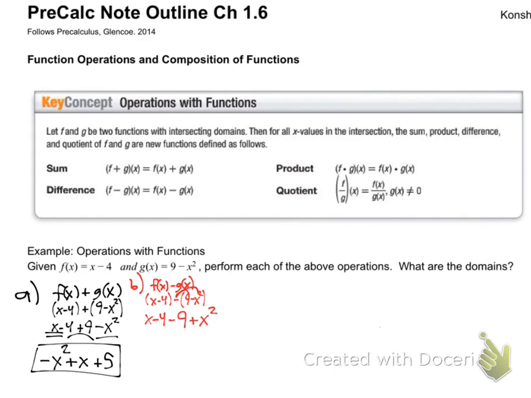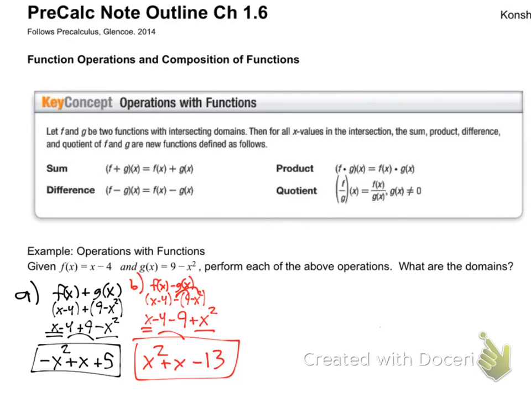Again, put them in order, standard form. X squared goes first. Then it goes plus x. Gathering up the middles now. Minus 13. There should be a difference between adding functions together and subtracting them, yeah? And there is.